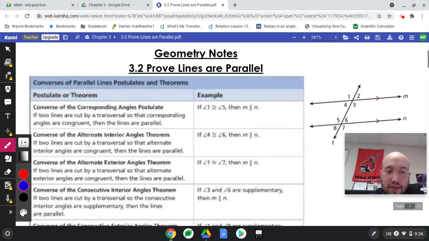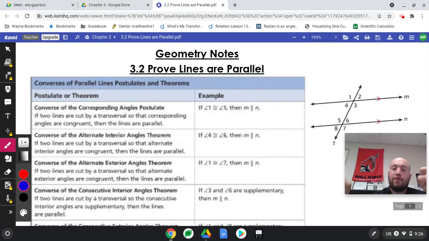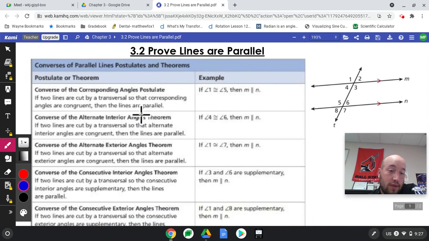If you remember from last chapter, the converse means that the front and the back switch places. So instead of if these two lines are parallel, then angle 1 and angle 5 are congruent, we're going to say if angle 1 and angle 5 are congruent, then we can determine that these two lines are parallel. That's the converse of our corresponding angles.